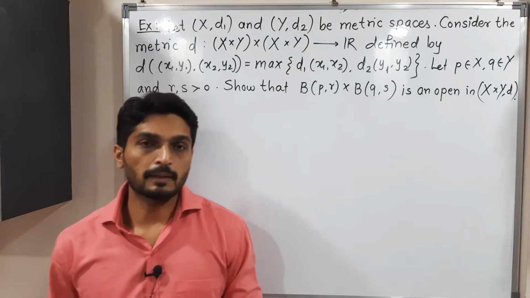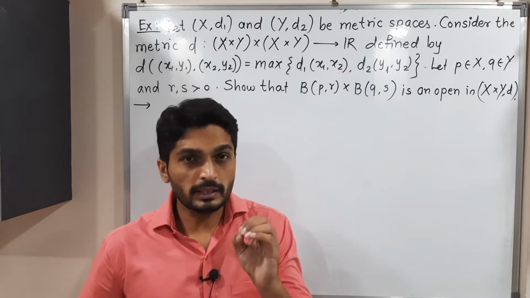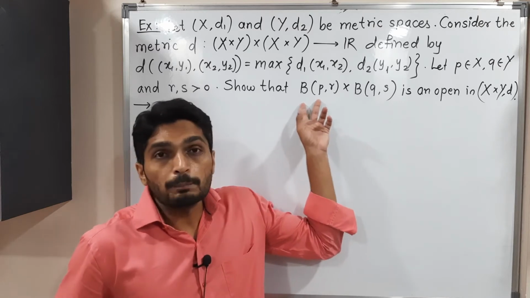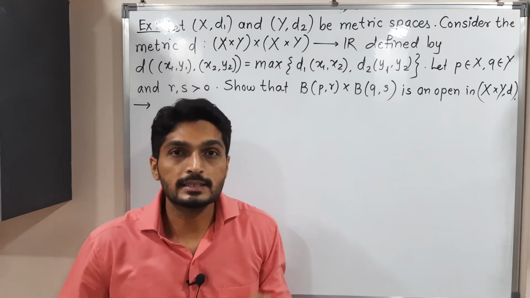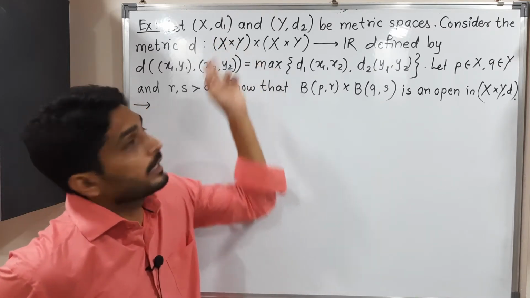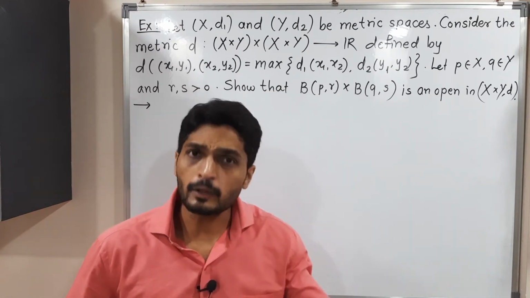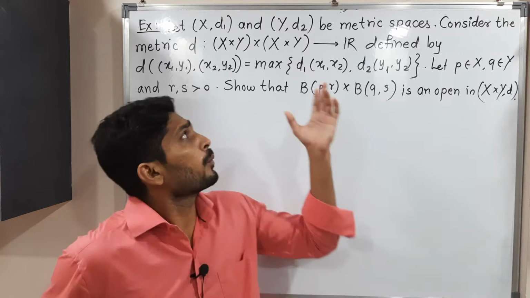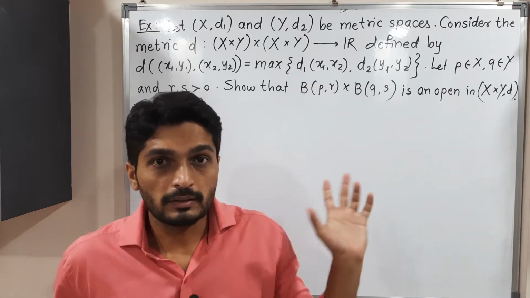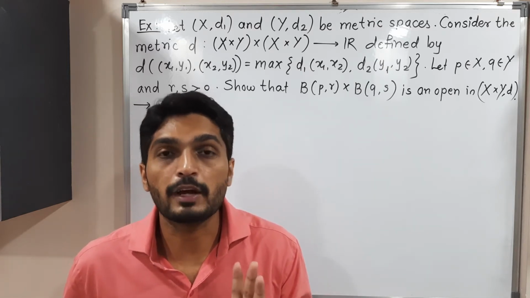Let us discuss this example. The statement or the question I have written on the board. See, it is looking difficult, but in simple words we can say B(P,R) and B(Q,S) are open balls. B(P,R) is an open ball in the first metric space (X,d1), and B(Q,S) is the second open ball in another metric space, I think (Y,d2). Then if you take the cross product of these two balls, it is an open set in the product metric space. This thing we have to prove.